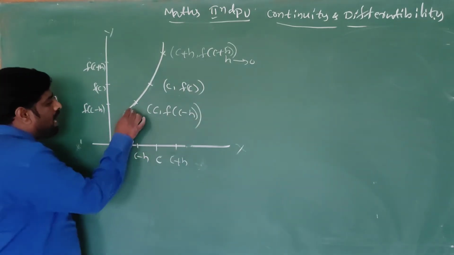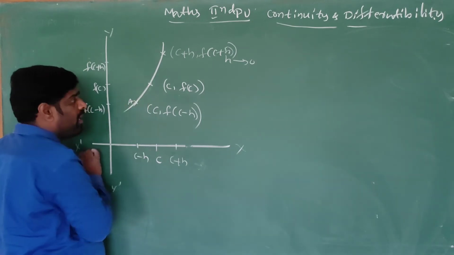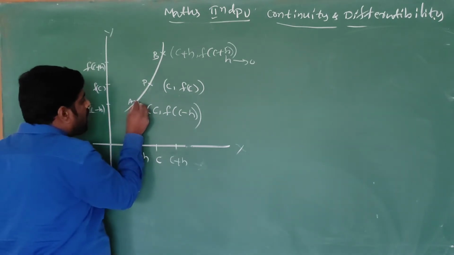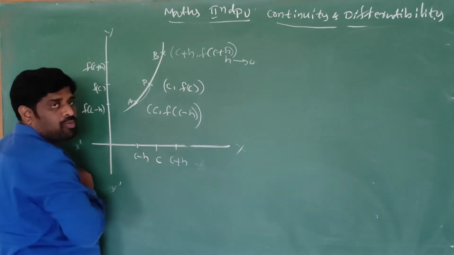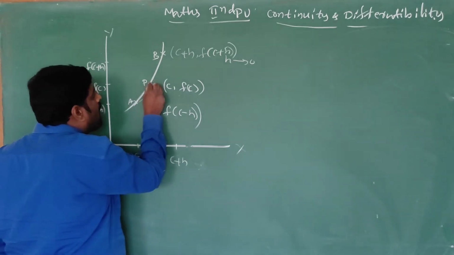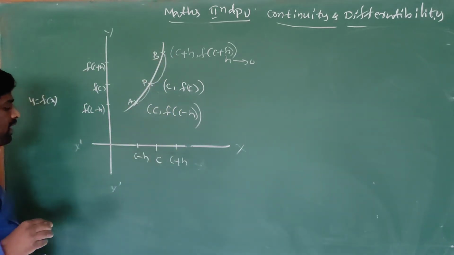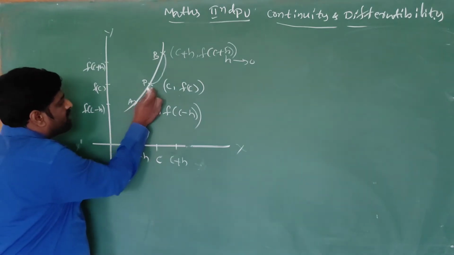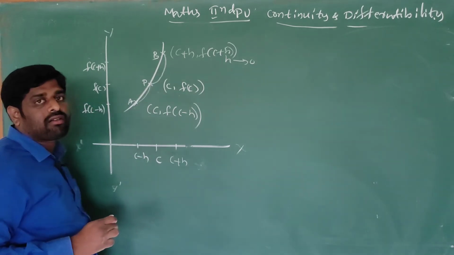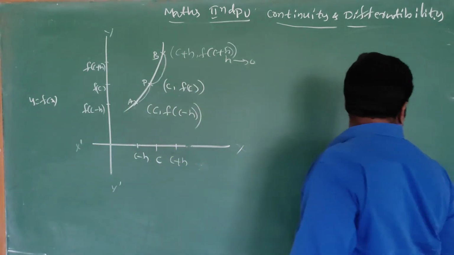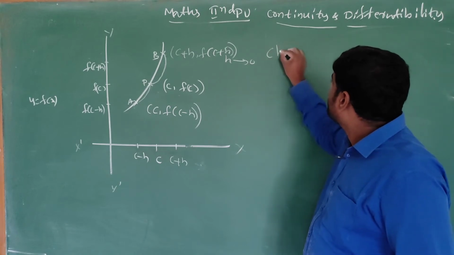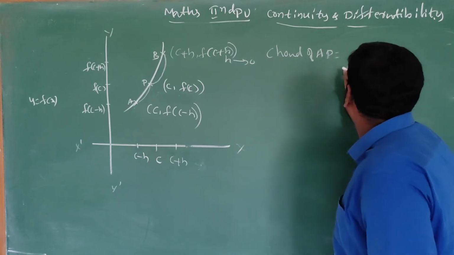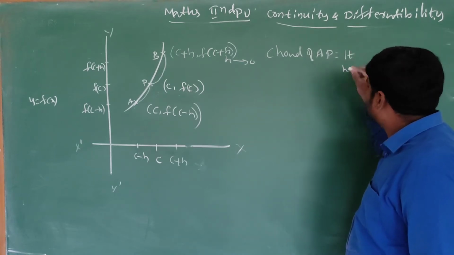Okay. Now I will denote the points. This is A, this is P, this is B. Now I will draw the chord, slope of AP and slope of BP. Okay, slope of AP and slope of BP. So this AP is called chord. Okay, now chord of AP equals limit h tends to 0.